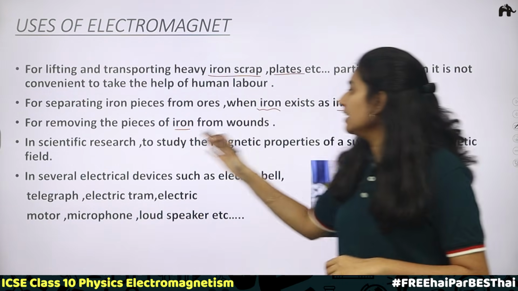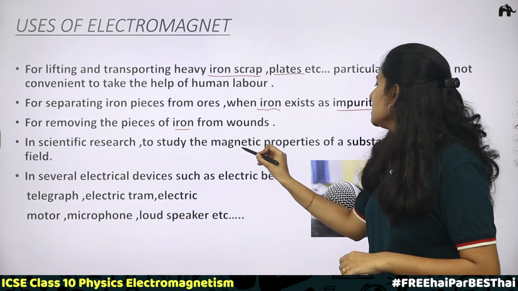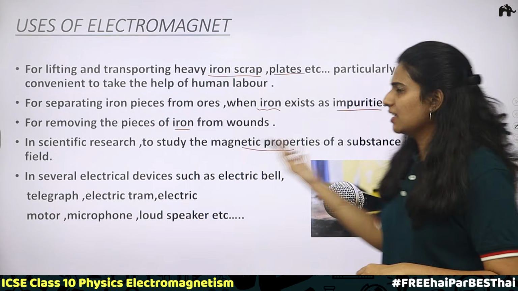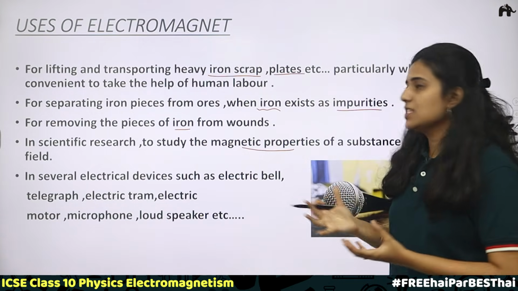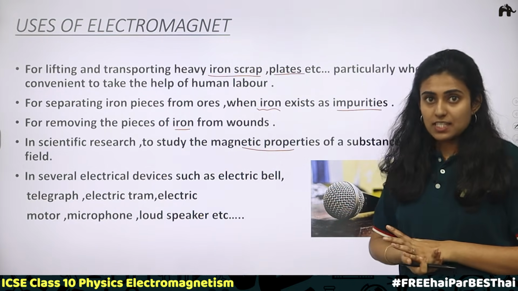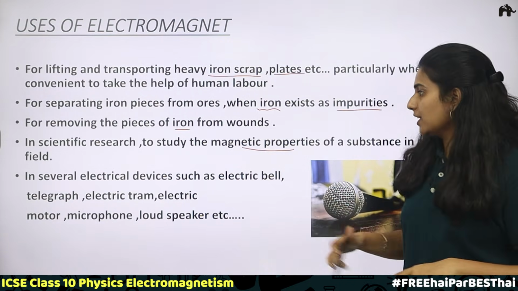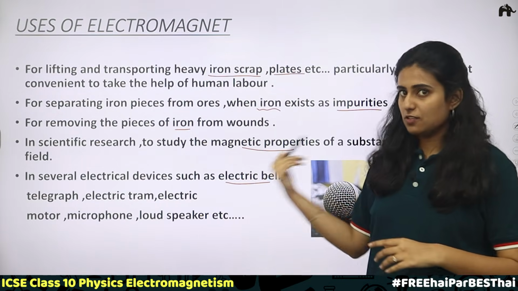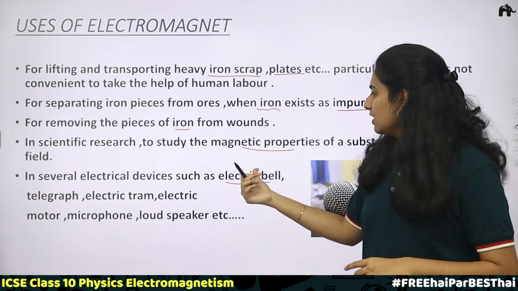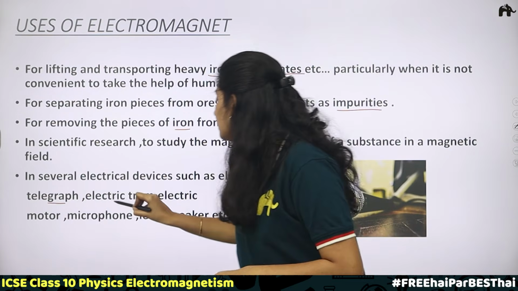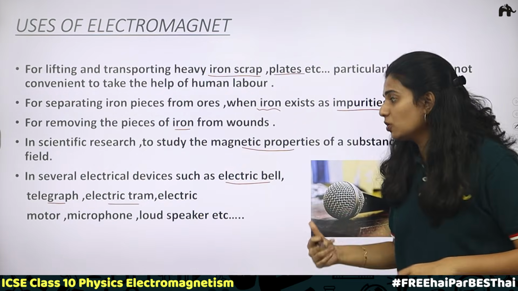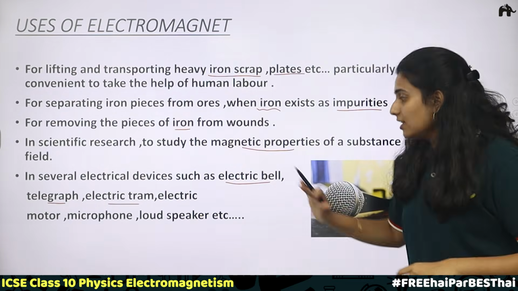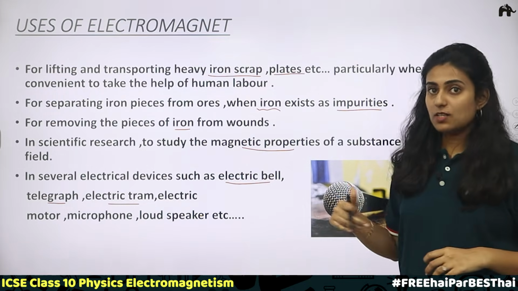In scientific research, an electromagnet is used to study the magnetic properties of substances in a magnetic field. Substances which are in a magnetic field can have their magnetic properties studied using an electromagnet. It is also used in several electrical devices. One is the electric bell, such as school bells. Then in the telegraph, electric tram, electric motors, microphones, and loudspeakers. In all these devices, the electromagnet is being used.